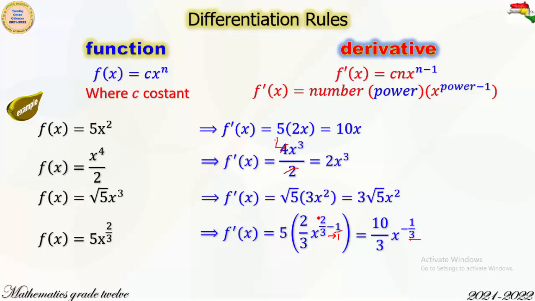After that, the numerator minus denominator. Numerator minus denominator. 2 minus 3 is minus 1. Because we have a negative power, we must make it positive. Therefore, take x to the power minus 1 over 3 to the denominator. Then it becomes positive and change it to the root. Then it becomes 10 over 3 cube root x.